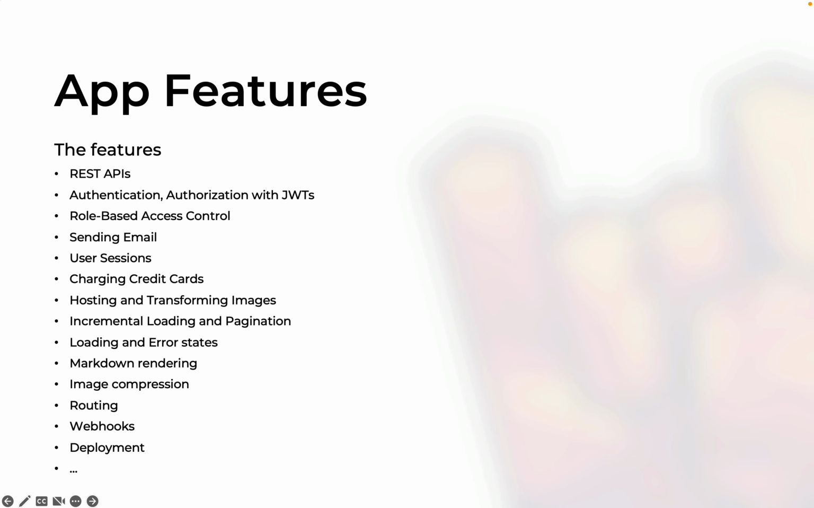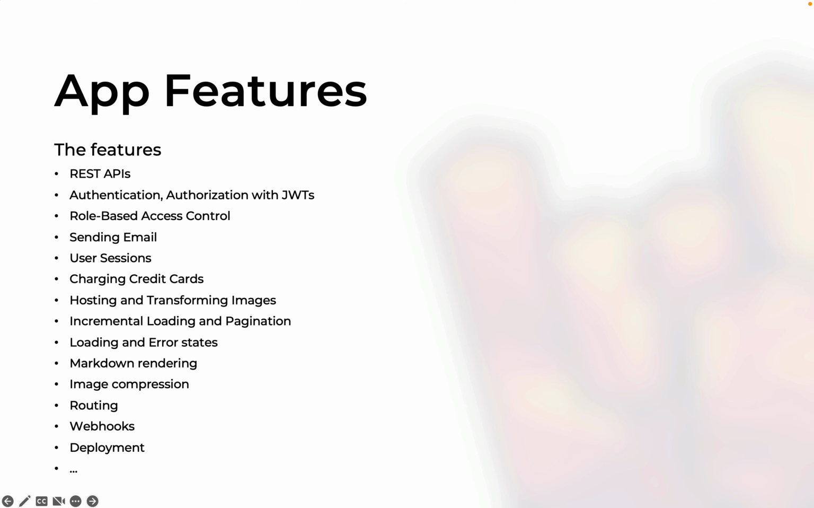So as you can see, the app is as polished as you can possibly get it. And the app has a lot of features. It has REST APIs, it has authentication and authorization with JSON web tokens, with role-based access controls and permissions, sending emails to actual users, managing user sessions on both the front end and the back end, charging real credit cards, transforming images and storing them in an optimized way on the back end, loading and pagination in case we have a million jobs and we need to not overload the network. We have markdown rendering on the front end, image compression, routing for single page applications, webhooks for Stripe, deployment on an actual website, and a million other features that couldn't fit on screen.